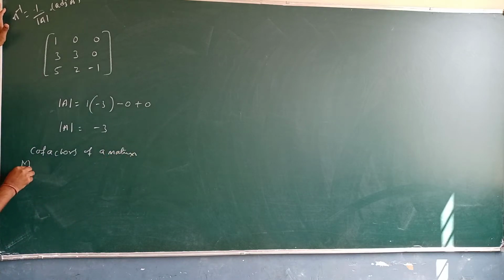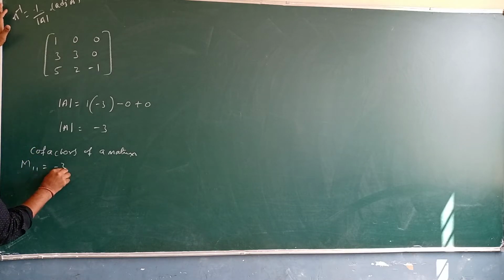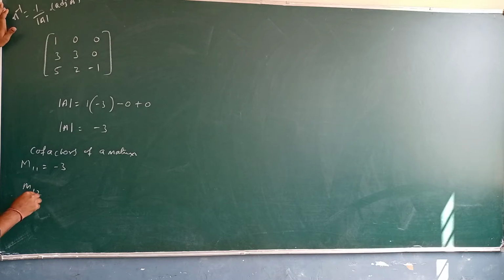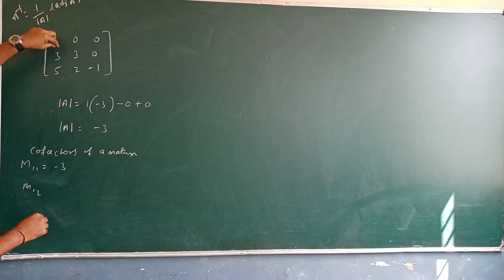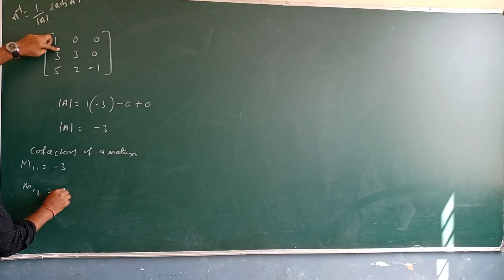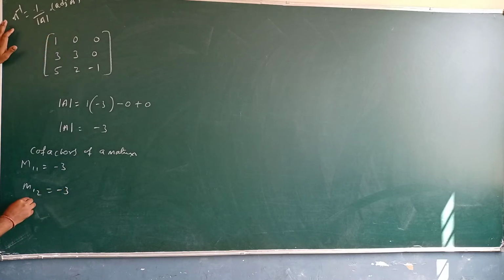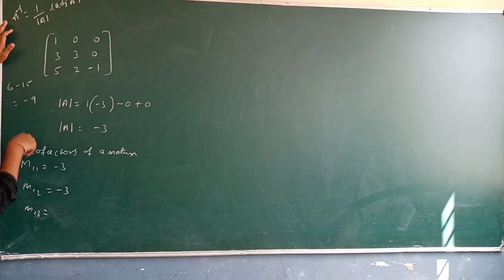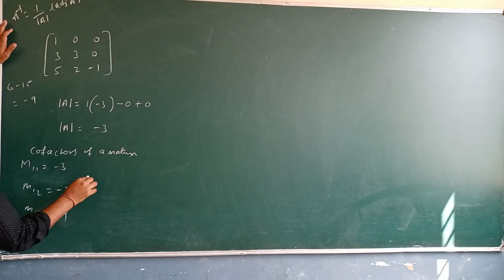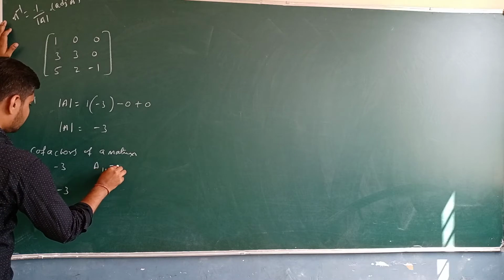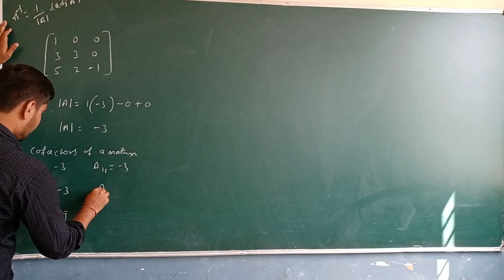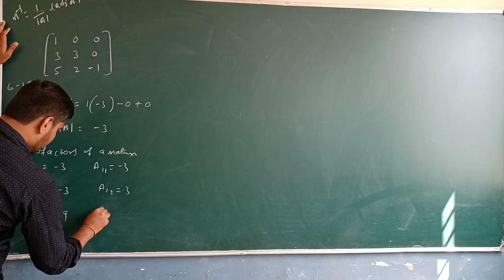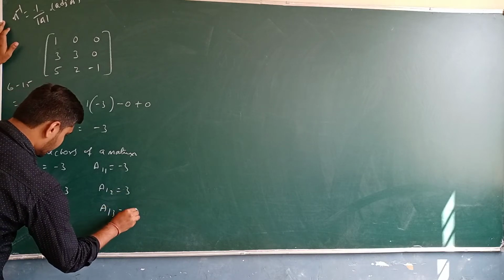So M11 is going to be the minor, which is again minus 3. Then M12, that's going to be minus 3. Then M13 is going to be 6 minus 15, so that's going to be minus 9. Then the corresponding cofactors: A11 is equal to minus 3, A12 is going to be plus 3, and A13 is going to be minus 9.